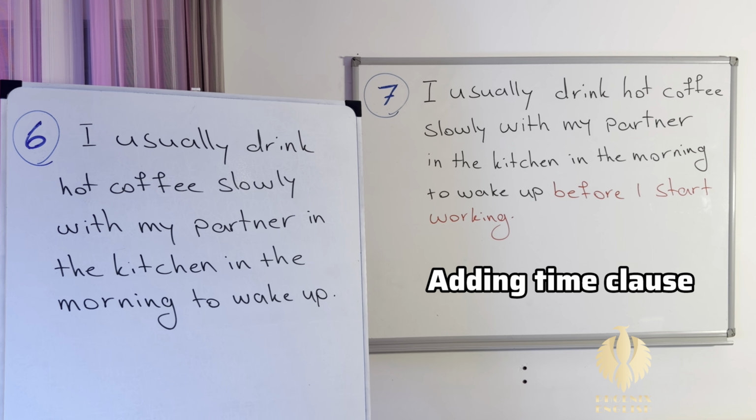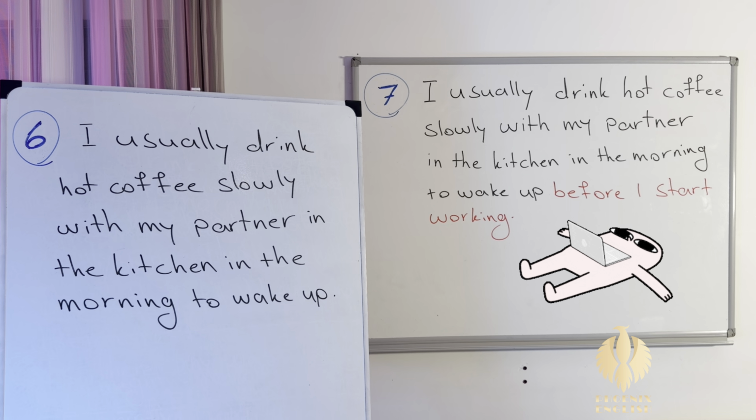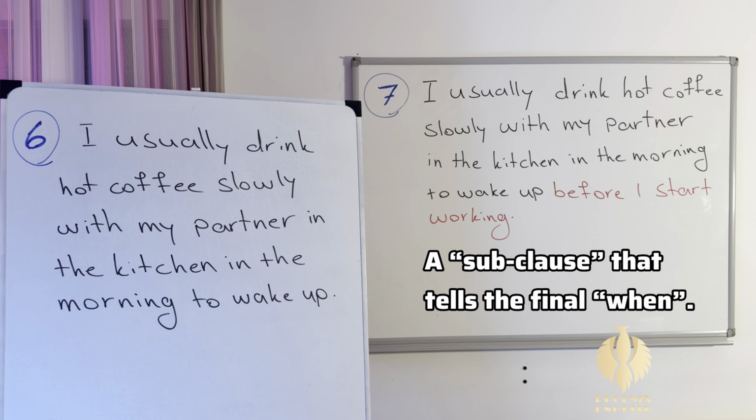I usually drink hot coffee slowly with my partner in my kitchen in the morning to wake up before I start working. We finish it off with a complex time clause, before I start working. It adds a relative timeline showing how this routine connects to the rest of your day. Before I start working is a subclause that tells the final when. So it wraps up the entire sentence at the very end.